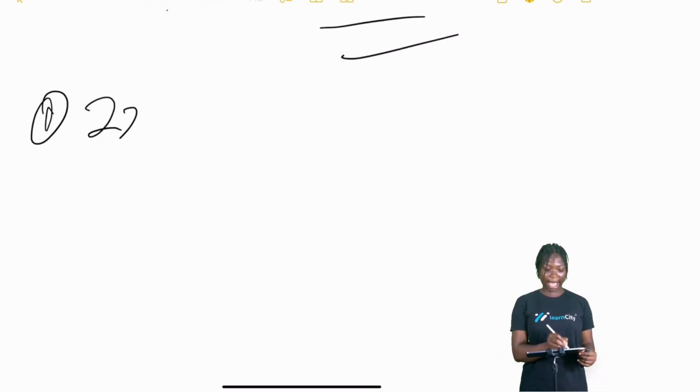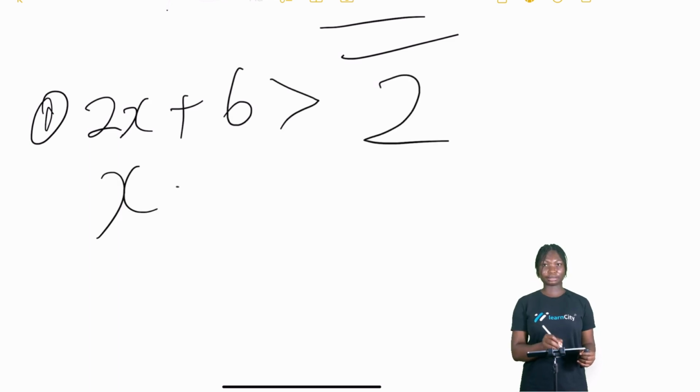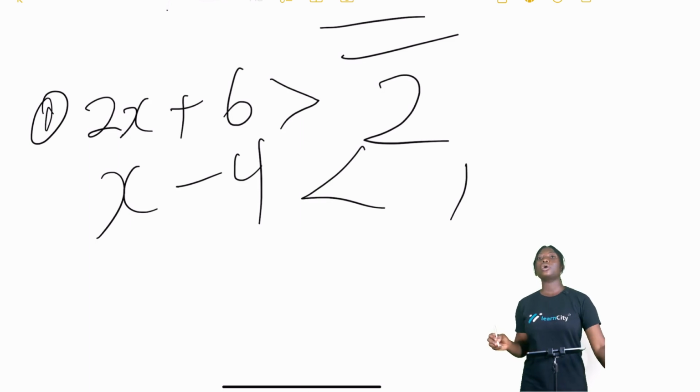Now, we'll be solving examples today to explain better how range of values of combined inequalities works. So, our first example today is 2x plus 6 greater than 2 and x minus 4 less than 1.